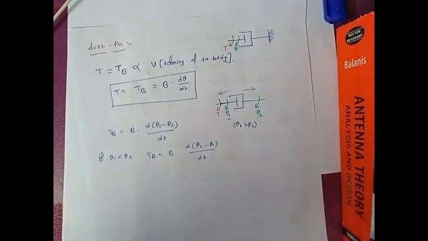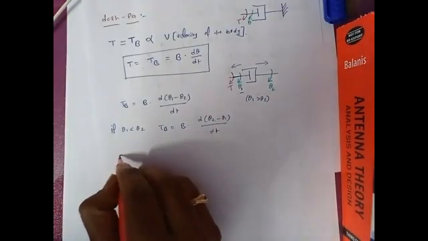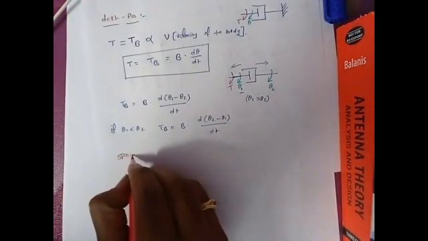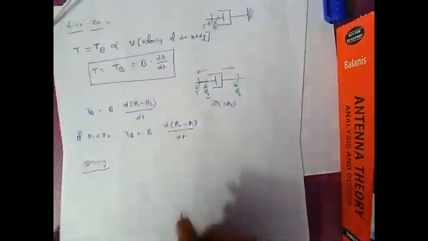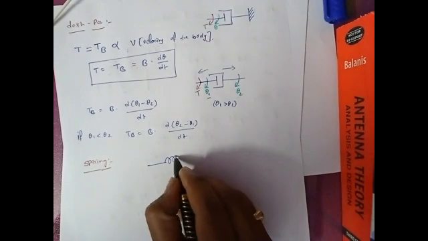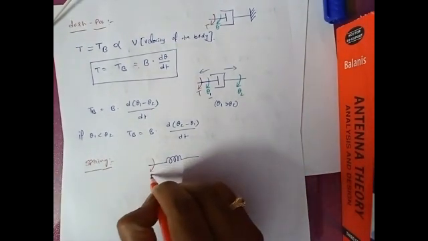Okay, now we'll move to the final one. That one is the spring. The last one is spring, right? Here we'll represent the spring with this denotation. Here in this direction we'll apply the T.